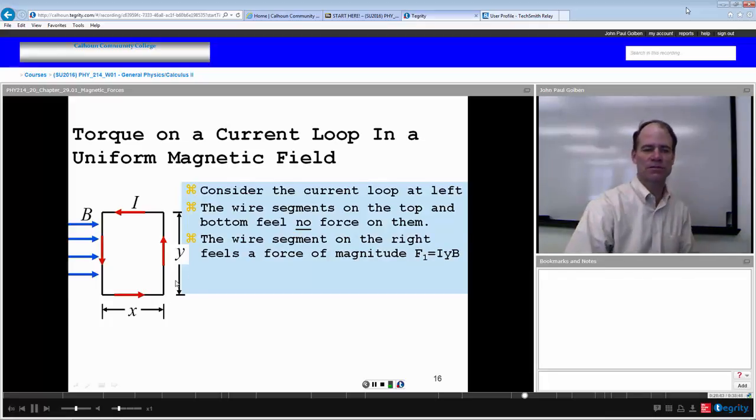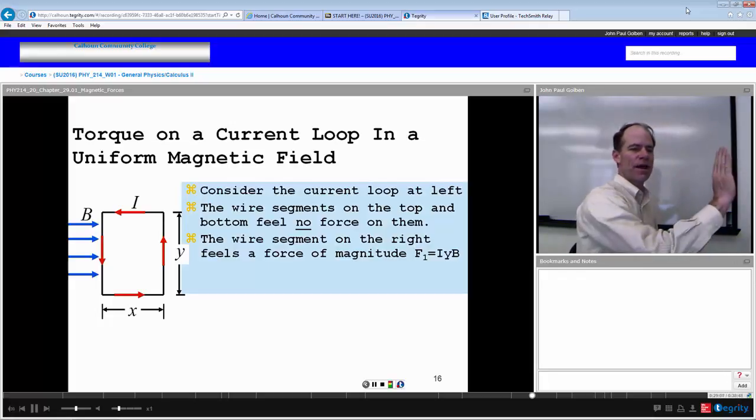It'll be equal to ILB sine theta, where we have a current I. Our L is going to be this length Y, and B will be the magnitude of the magnetic field, and the angle between the two is a 90-degree angle, so it will be sine of 90 or 1, and hence that force will be I times Y times B. The direction of it, as that current is going up and the magnetic field is going to the right, will be into the page.